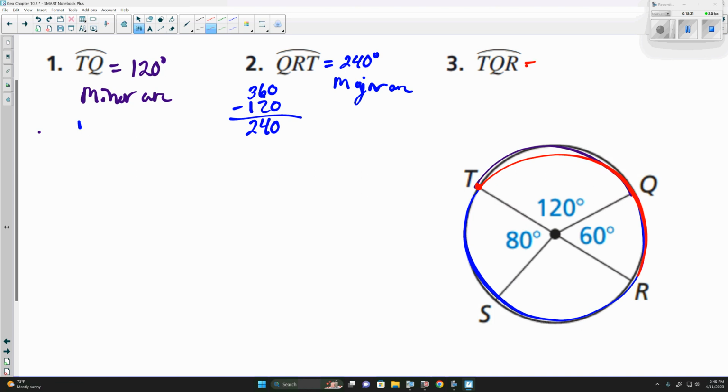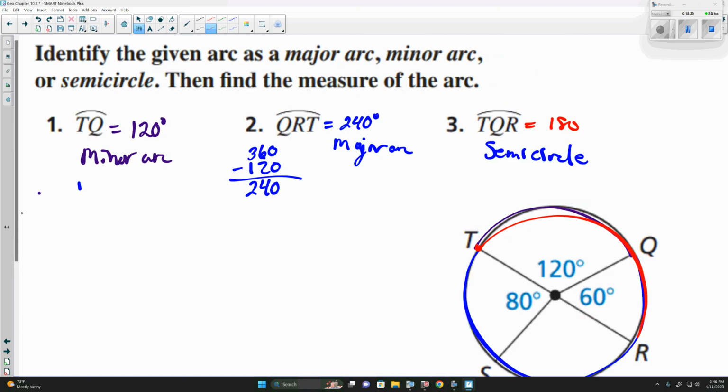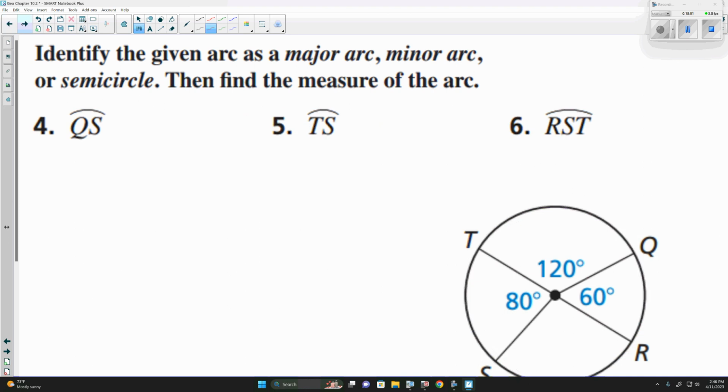TQR would indeed be, so it is a. Identify the given arcs as major, minor, or semicircle. Any questions on these here? I think we feel comfortable with these, yes?